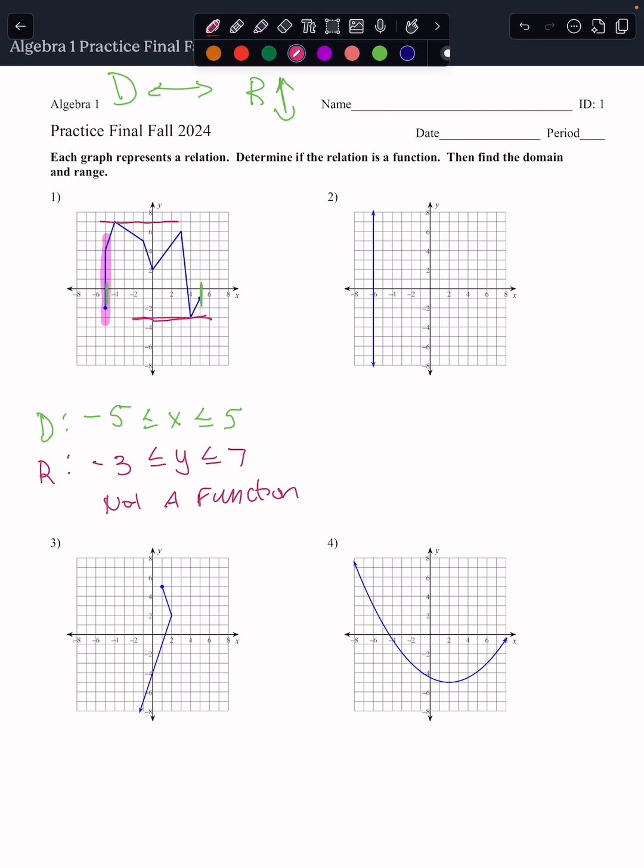My domain, the furthest left it goes is -6. The furthest right it goes is -6. So my domain is X equals -6. And my range has arrows on both sides. The lowest it goes is -infinity. The highest it goes is +infinity, which means when I have 2 arrows, that's all real numbers. Let's look at the next one.